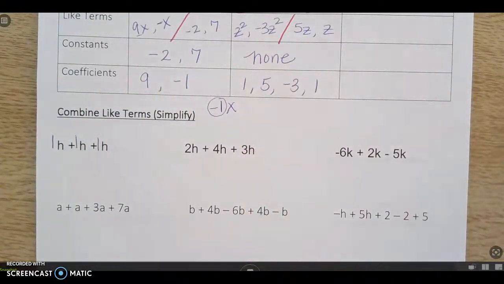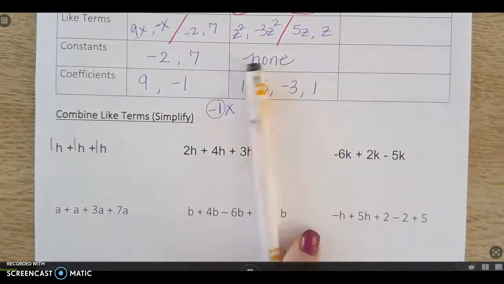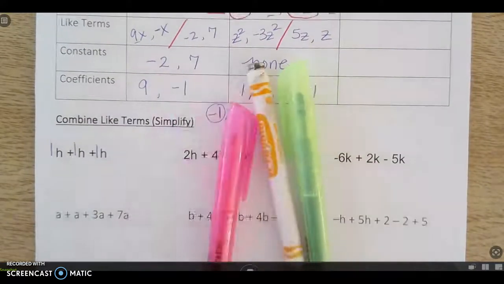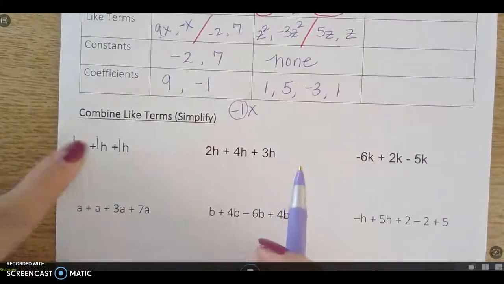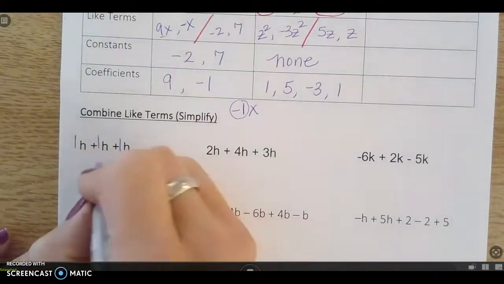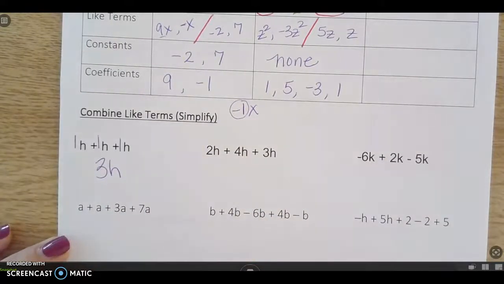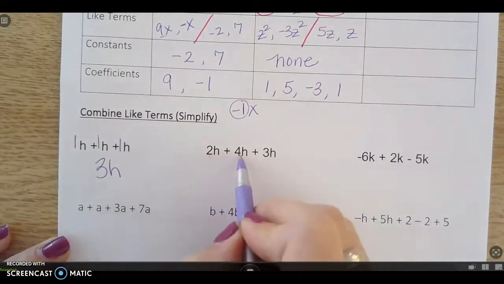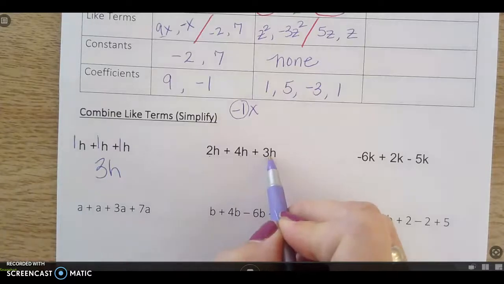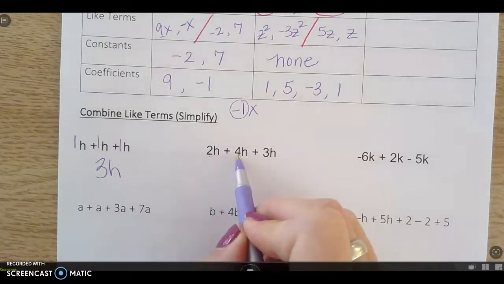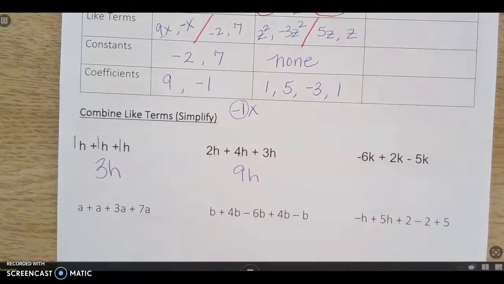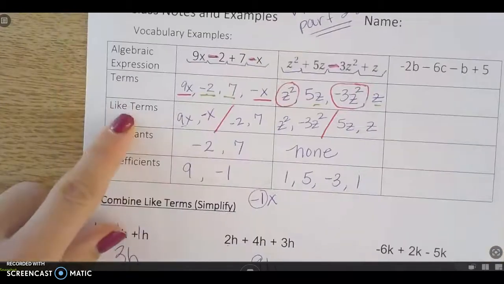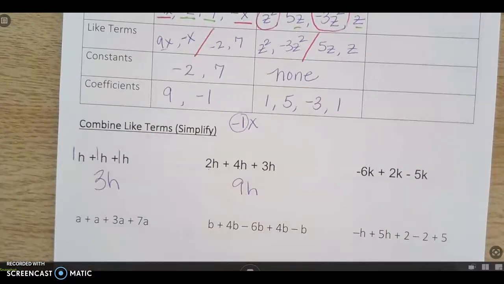Just like if I had 1 marker plus 1 marker plus 1 marker, I would just count them up, and I would have 3 markers, right? So 1h plus 1h plus 1h is 3 h's. For 2 h's and 4 h's and 3 h's, I add them all up. 2 and 4 is 6, 7, 8, 9. I would have 9 h's all together here. Okay? So we're finding the like terms, just like we did up here, same variable, and putting them together.